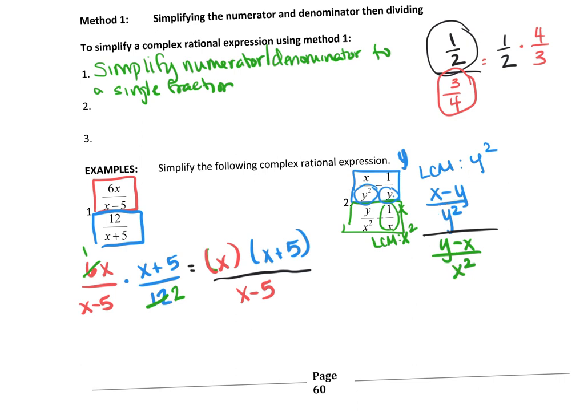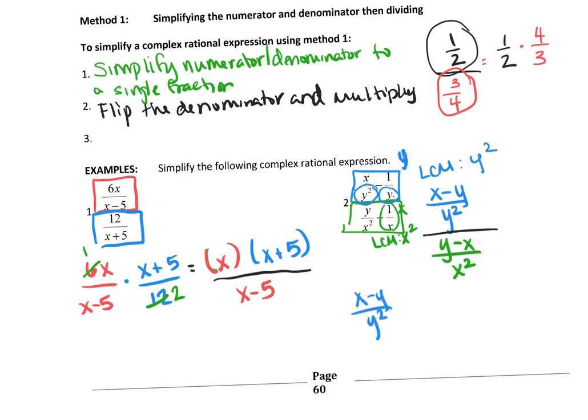The next step is to flip the denominator to multiply. So here, I'll just leave the top the same. So x minus y over y squared times, flipping the denominator, I get x squared over y minus x.